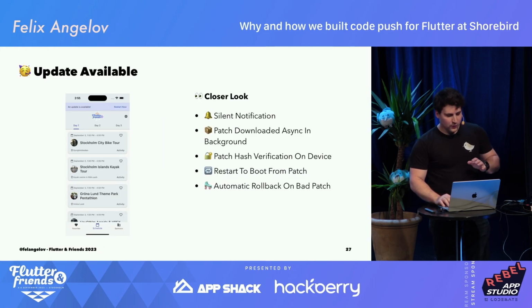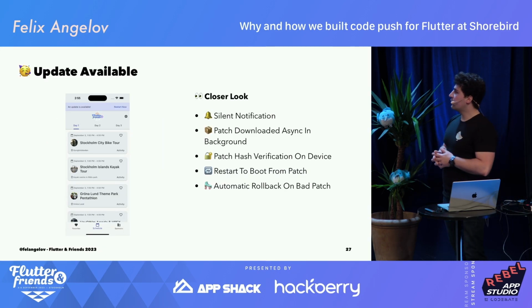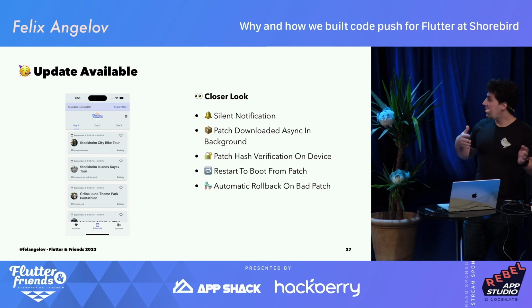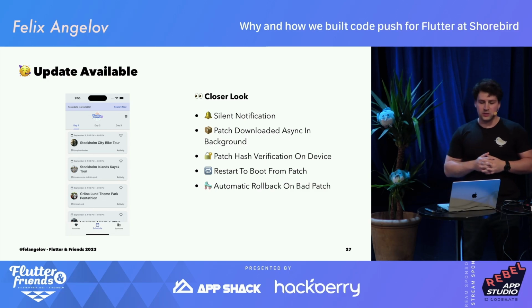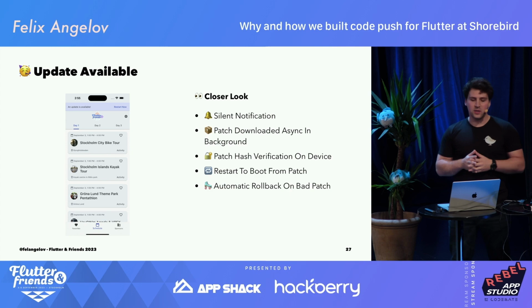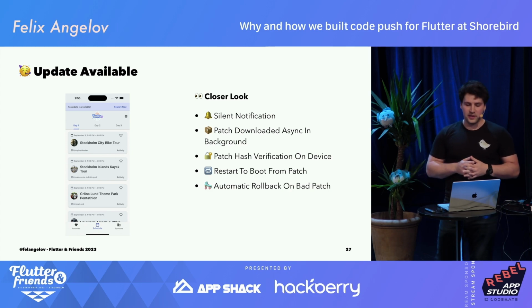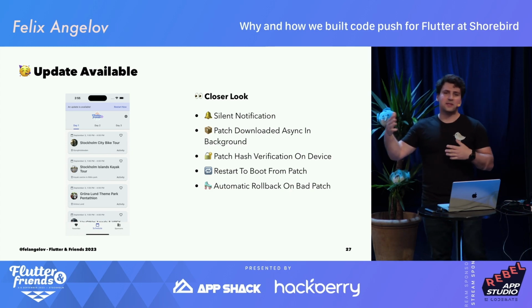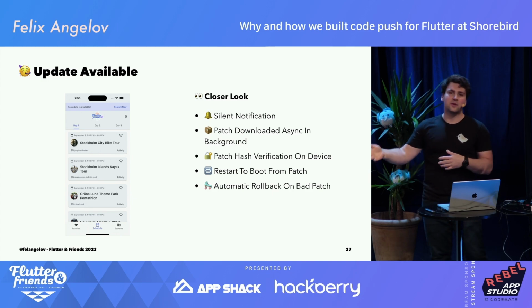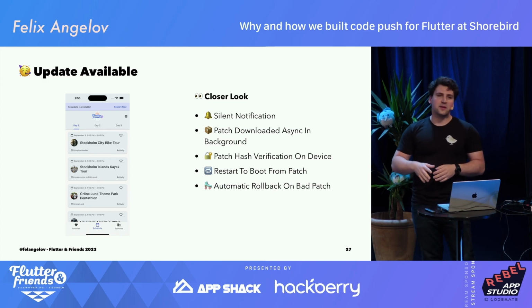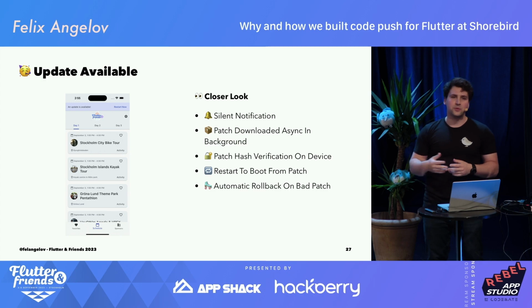So, quick recap. Basically, if you are following along on your device, like you saw on mine, you should see an update when you've pushed for the Flutter and Friends app a new patch. That happens because of a silent push notification that is being sent to the device. That tells your phone, hey, there's a patch available. I'm going to go download it. And then once it's ready, you see the little material banner that says, do you want to restart and launch from the patch?